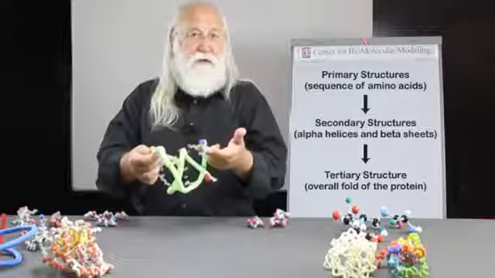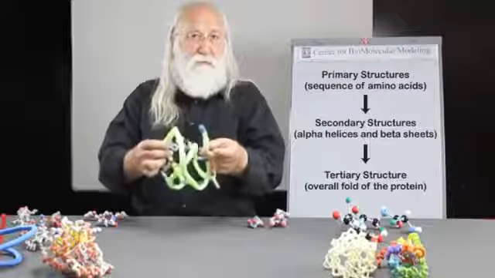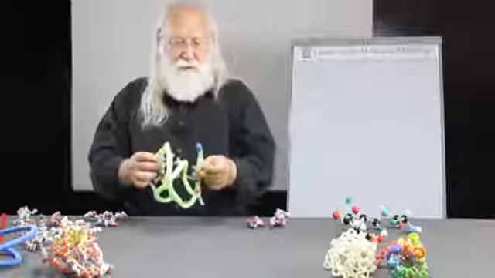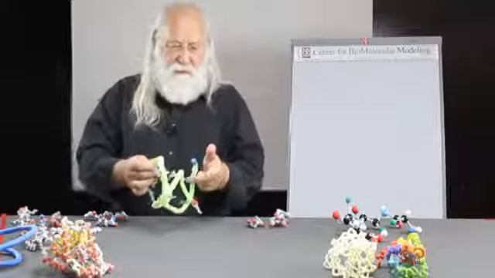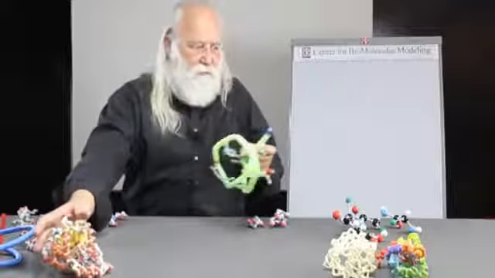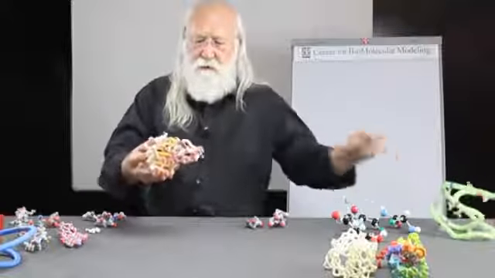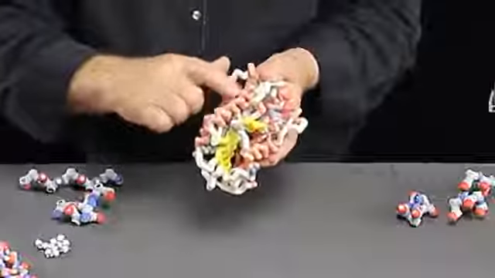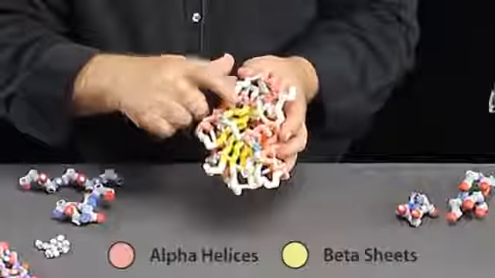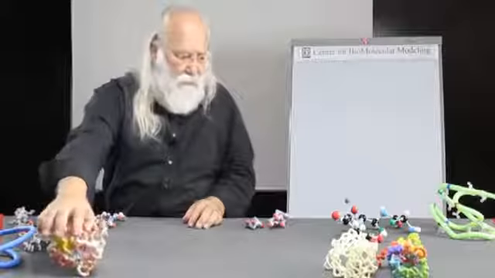Where are the alpha helices and beta sheets? They're not in this folded protein. So that's what we want to drop back and discuss. Because in a real protein, like this protein here, you have combinations of red alpha helices and yellow beta sheets. So how do those things form?